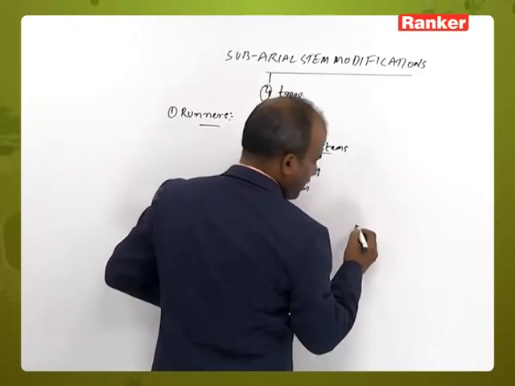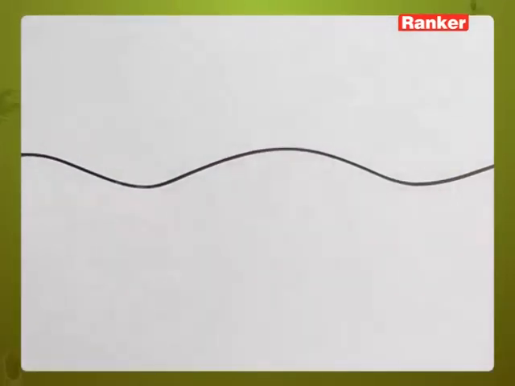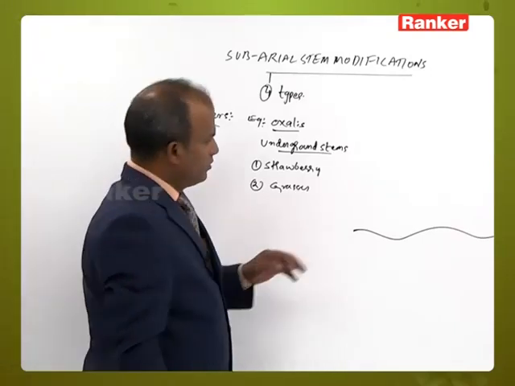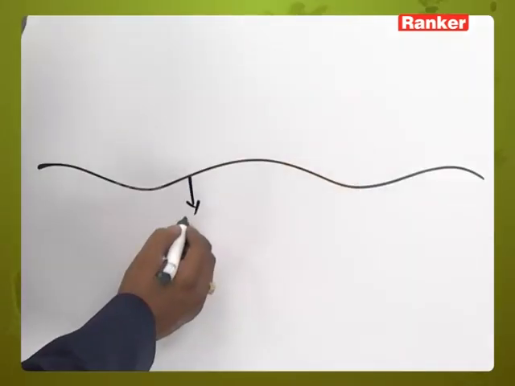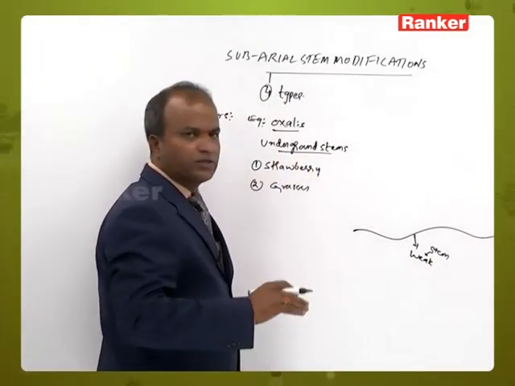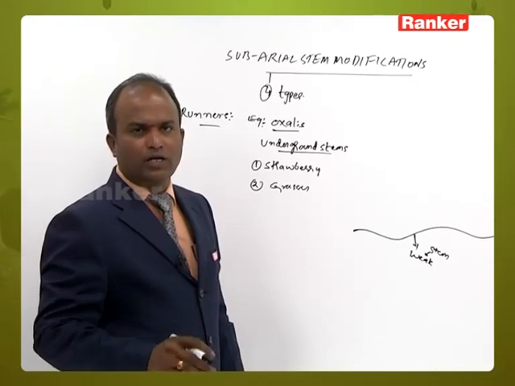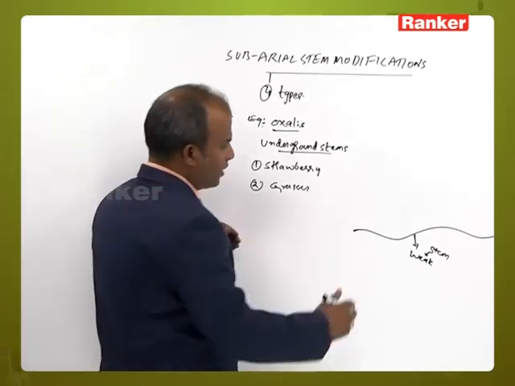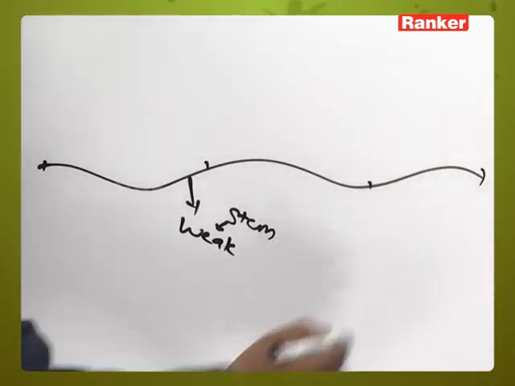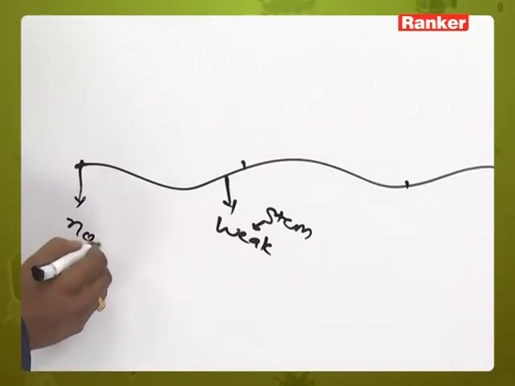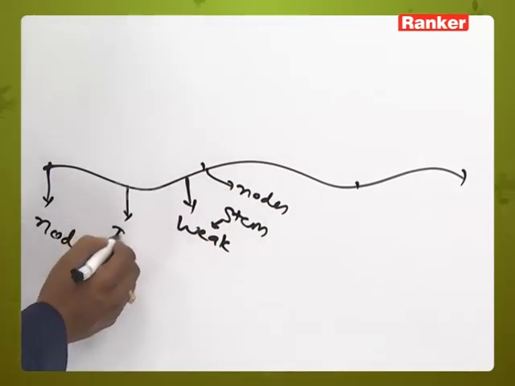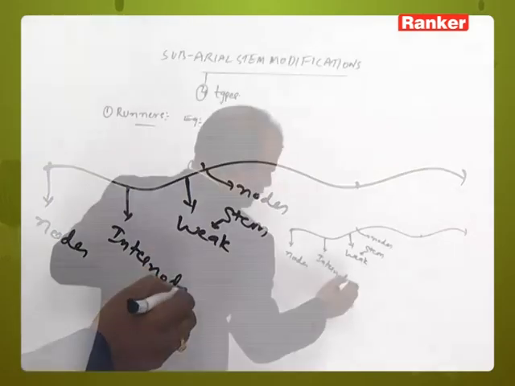In this oxalis, the stem itself crawls over the ground. Here the stem itself is weak. So that's why it crawls over the ground, or creeps over the ground, or runs over the ground. And it shows nodes. It is differentiated into nodes and internodes. This portion itself is nothing but nodes, and these are nothing but internodes.